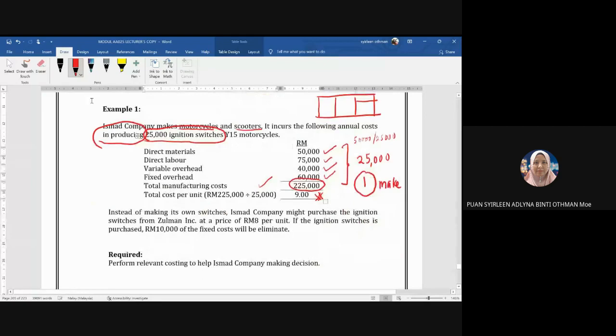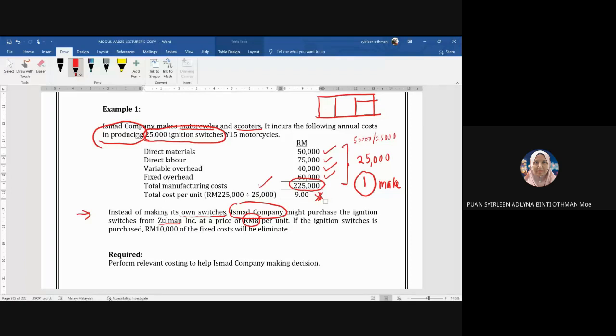So kita tengok dekat bawah, dia bagi another situation, instead of making its own switches. Okay, selain daripada buat sendiri, dia ada satu lagi pilihan ataupun alternatif, iaitu Ismart Company might purchase the ignition switch from Zulman Incorporated. So nama company awak yang ni jangan salah faham, sebab nama company nanti will be added into your decision making. Okay, so kita beli parts daripada Zulman. Okay, berapa harga parts tu? Harga parts tu ialah RM8 per unit. Okay, kalau awak tengok dengan mata kasar, lebih baik belilah madam sebab RM8 je. Okay, kalau buat sendiri RM9.